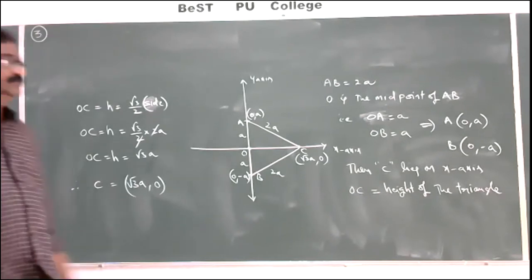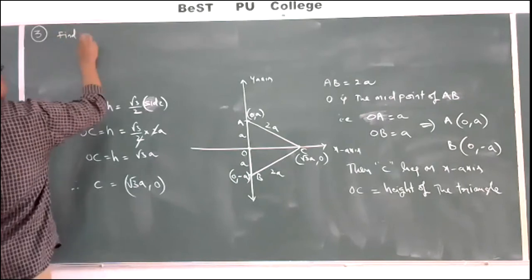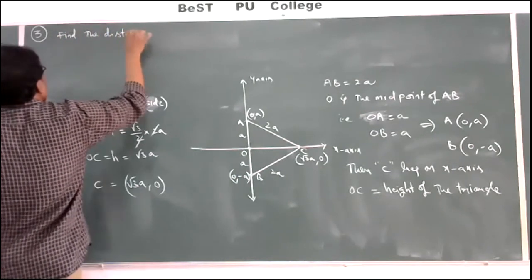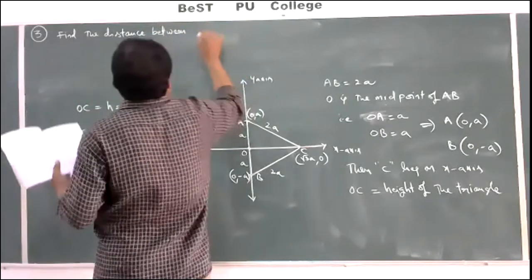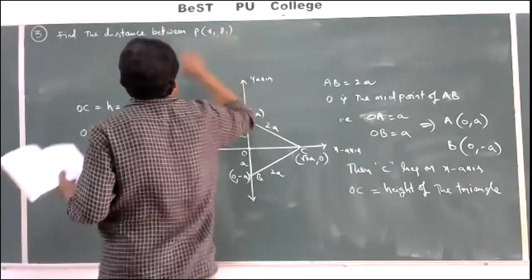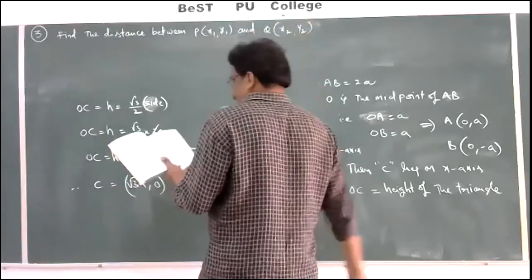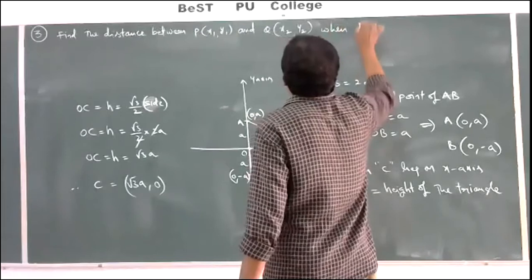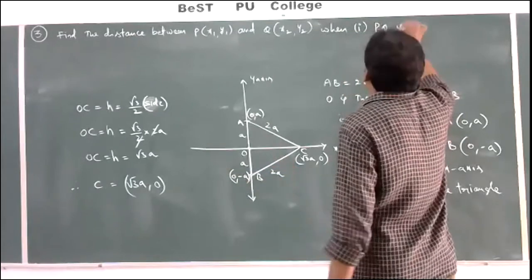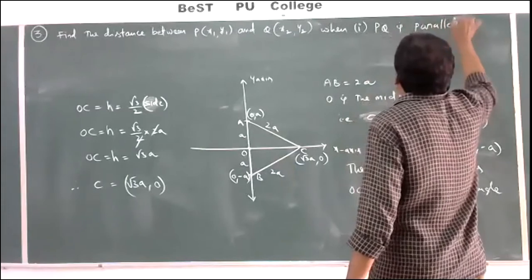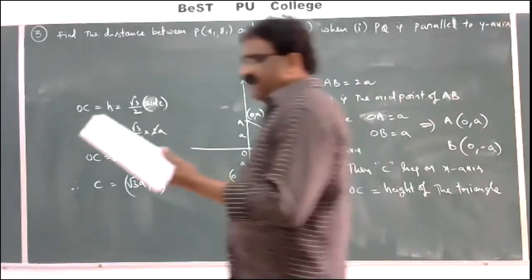Third problem. Find the distance between P (x1, y1) and Q (x2, y2) when, first bit, PQ is parallel to the y-axis.